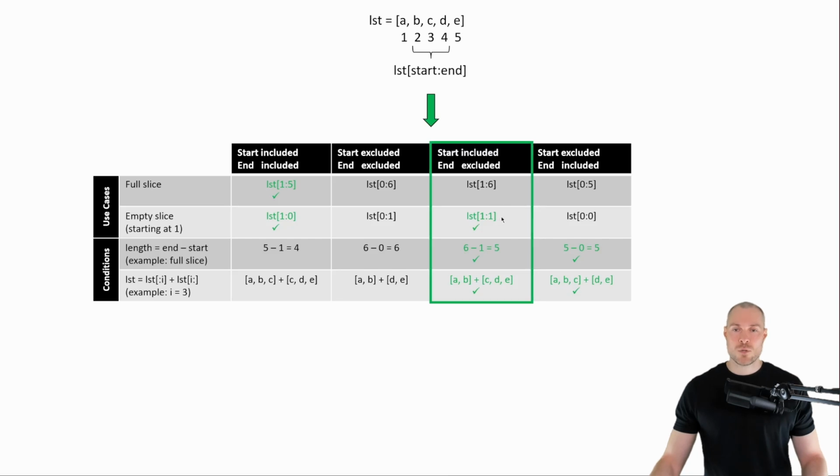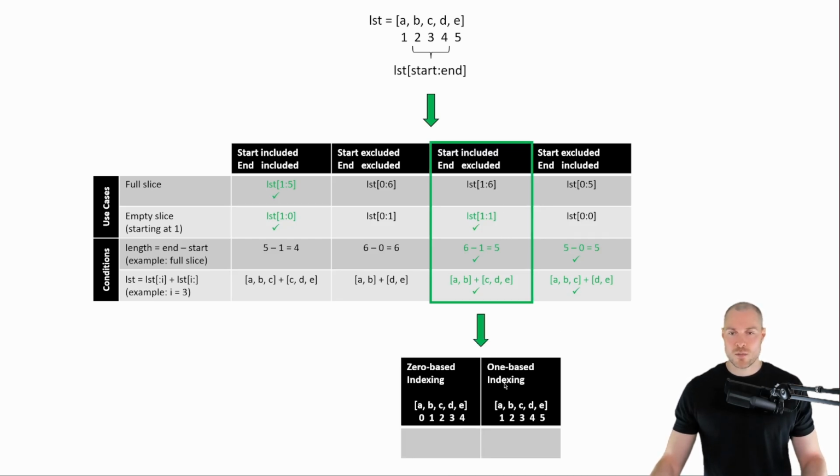So now, given that we use this approach for slice notation, let's now compare zero-based indexing with one-based indexing. And we're going to compare them based on a specific use case, namely accessing the first n elements. And the specific example that we're going to look at is when n equals 3.